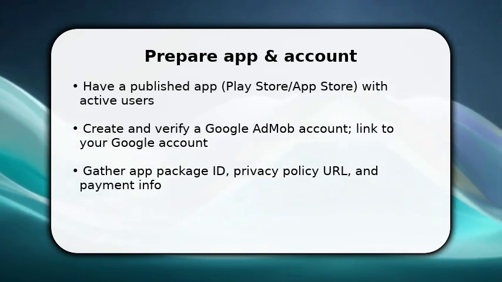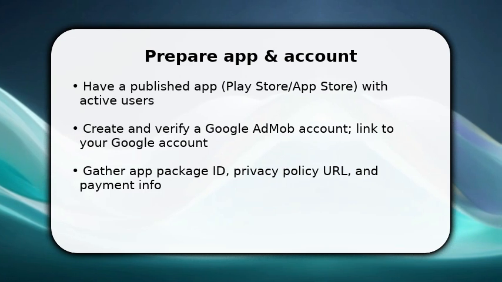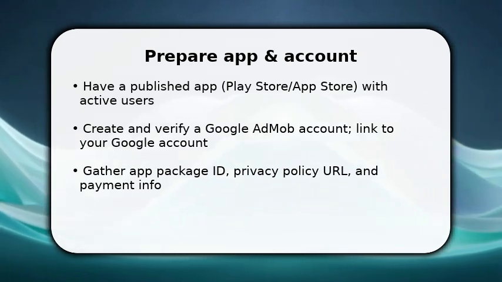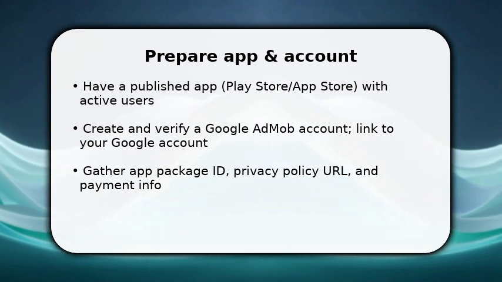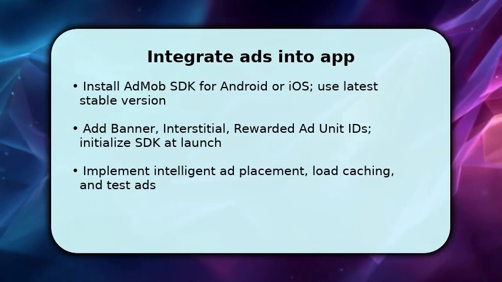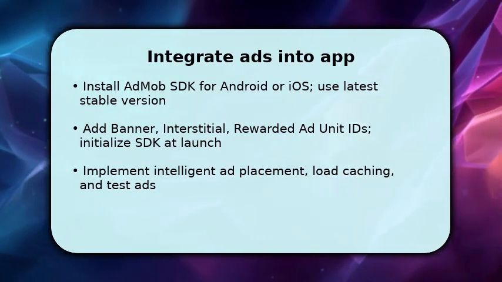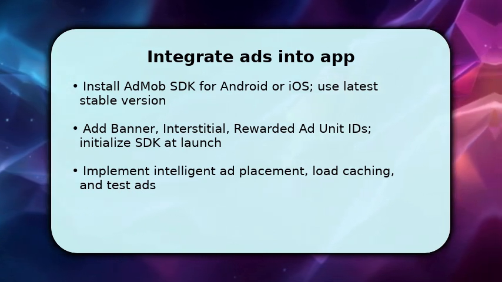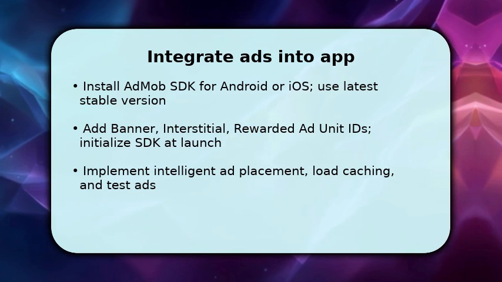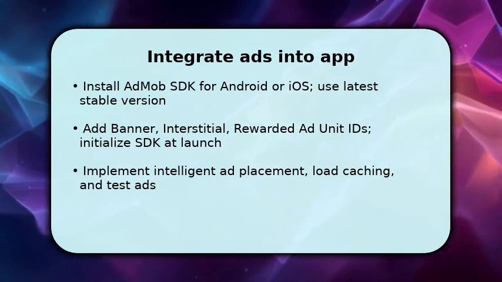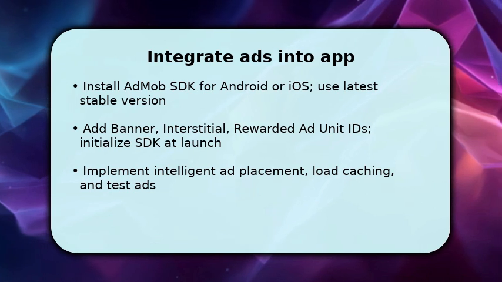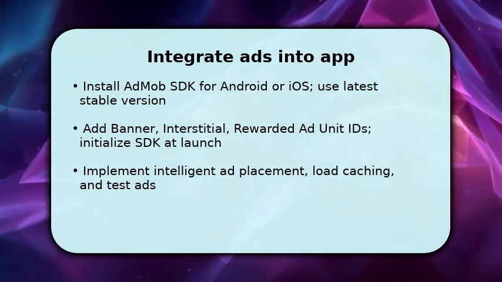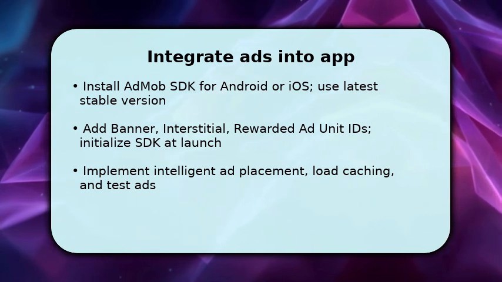Now that account prerequisites are satisfied, generate your AdMob app entry and copy the ad unit ID you'll need for implementation in the next step. You now integrate the SDK, install the official AdMob library, and initialize it on app startup with your app ID. Then add specific ad unit IDs for banner, interstitial, and rewarded placements, and implement load-and-cache logic so ads show without delay. Use test ads during development to avoid policy violations.